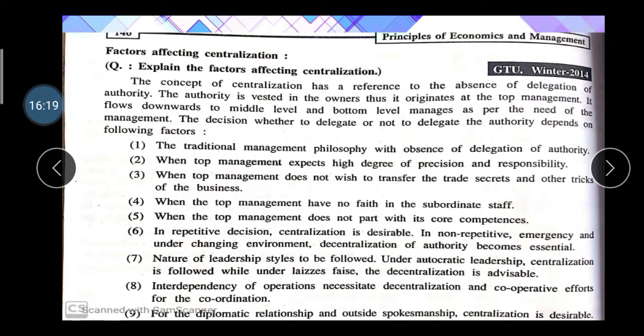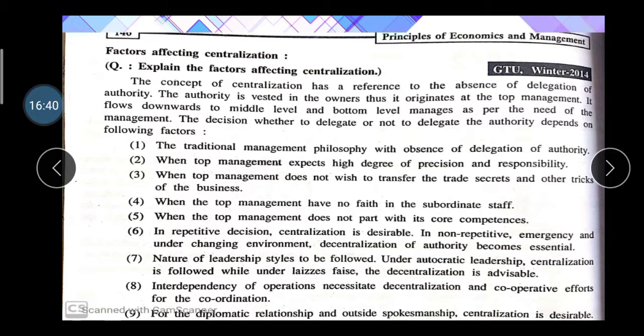Then after, what are the factors affecting centralization? This question was asked in the GTU examination, winter 2014. The concept of centralization refers to the absence of delegation of authority. All the authority is always possessed by the higher top authorities, so it's called centralization.